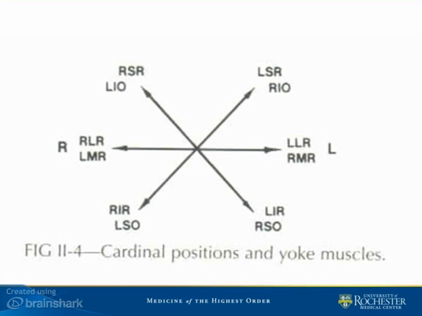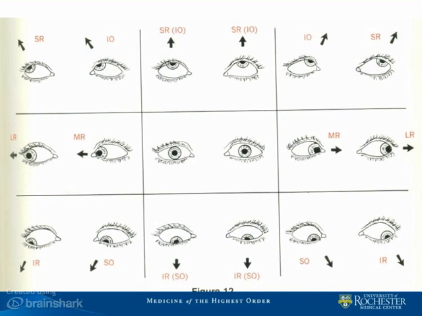This is a quick schematic outlining the yoke muscles for the cardinal positions. And here's the same concept but with schematic eyes to show you which muscles are working.